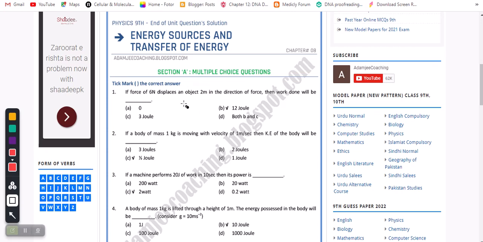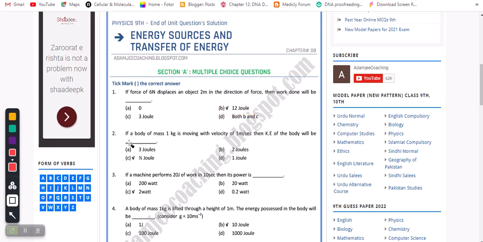The working formula of work done is W equals Fd. Here F means force, that is given 6 Newton. D is distance, that is 2 meter. Fd means F multiplied by D. 6 multiplied by 2 is 12 joule. 12 joule is your correct answer.